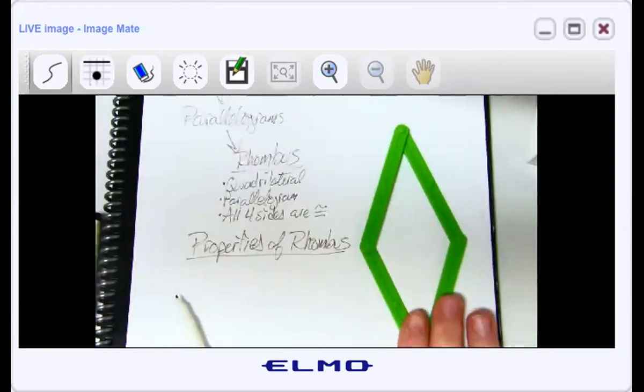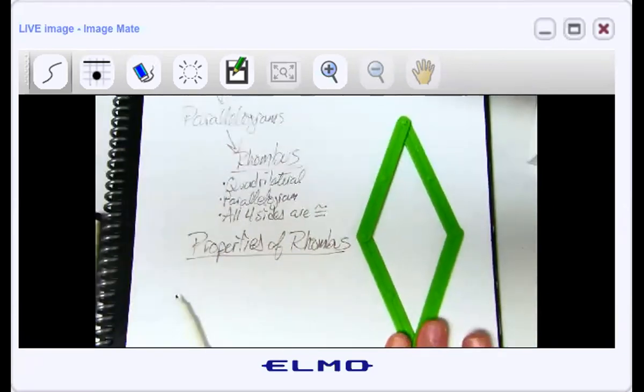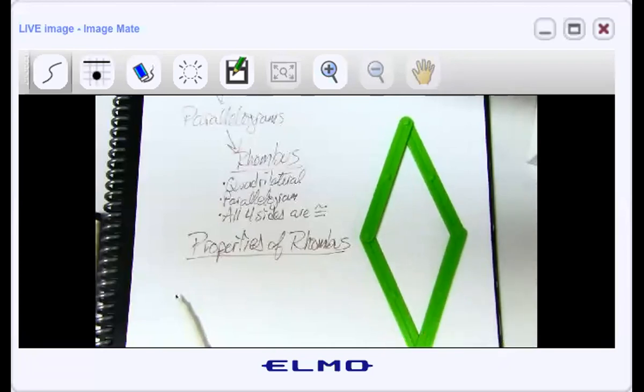Okay, so I have a rhombus here. We already know it has four sides. We already know that its angles add to 360. All the things that were already true about parallelograms are already true. But the rhombus has some things that are unique to just the rhombus.